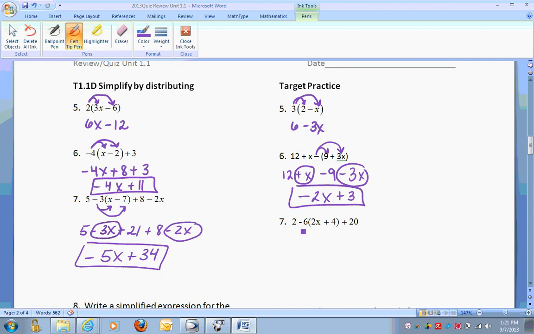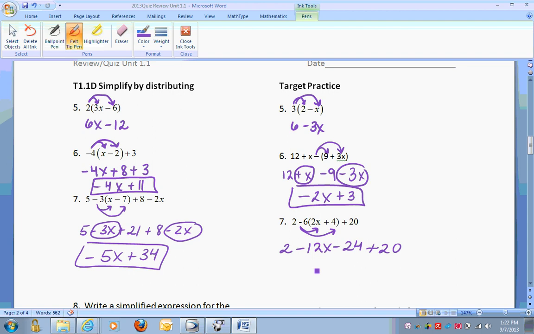All right, number 7, distribute this negative 6 times 2x and this negative 6 times the 4. We have to take care of the parentheses first. So I end up getting negative 12x and then negative 24. I'm going to go ahead and bring down this 2 that was in the front and the 20 that was in the back since they were both outside the parentheses.